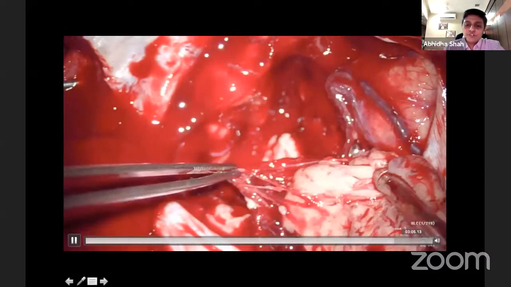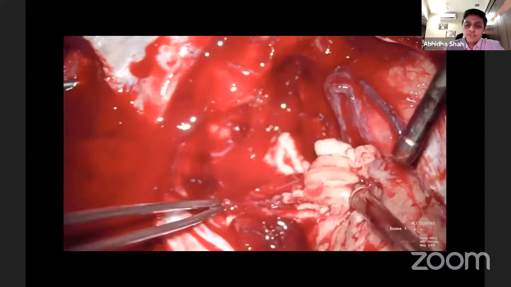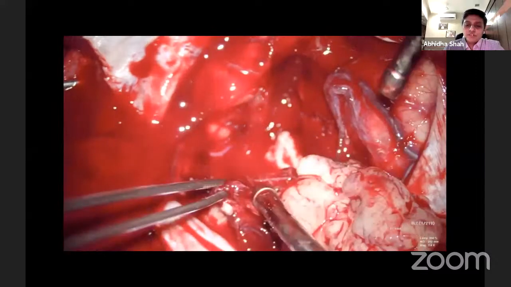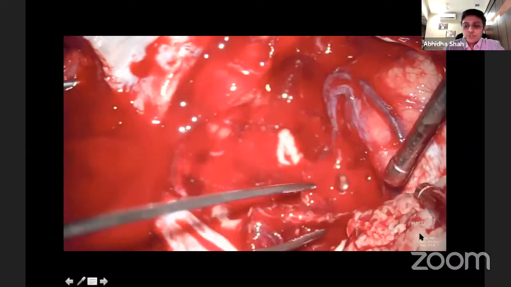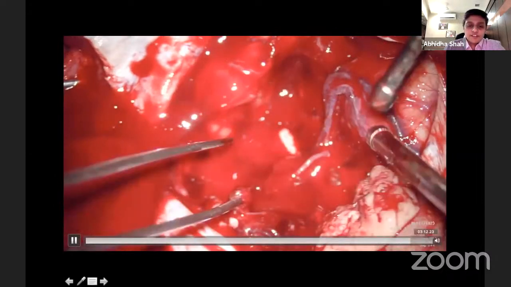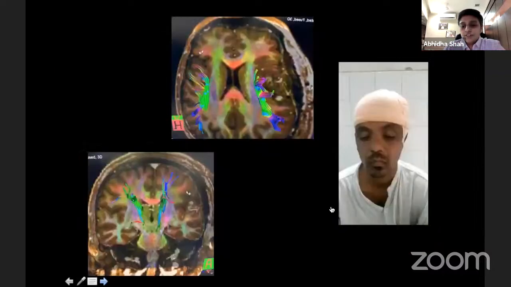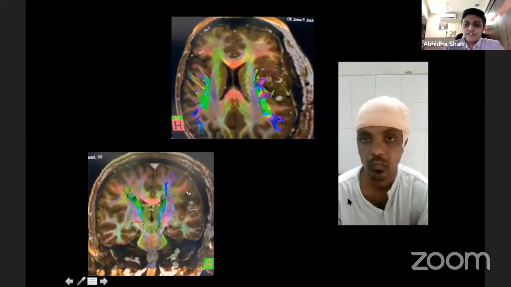There's the last bit of the tumor being removed. And all the vessels are preserved in this region. And this is the post-operative cavity. And this is the patient at the end of surgery. And you can see there is just a very mild discharge.